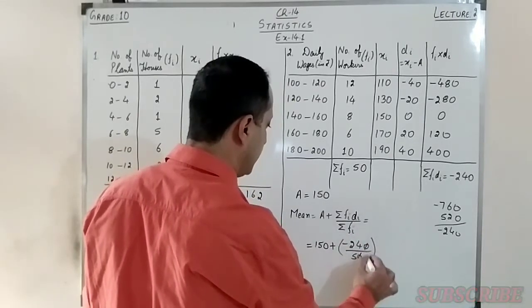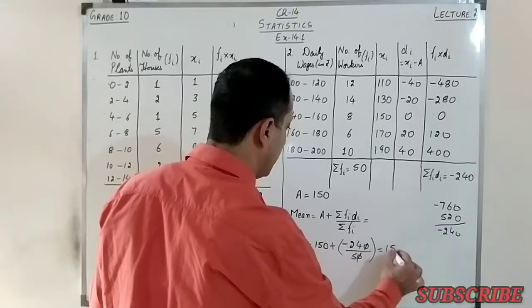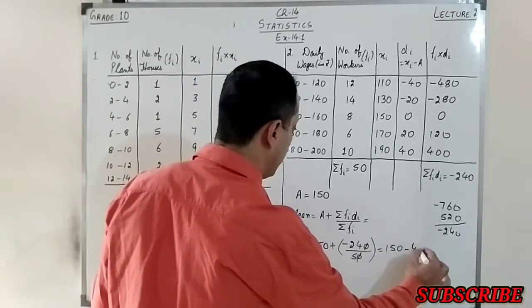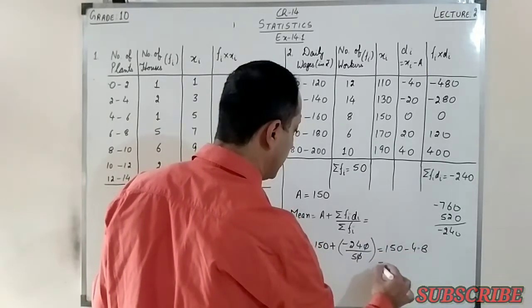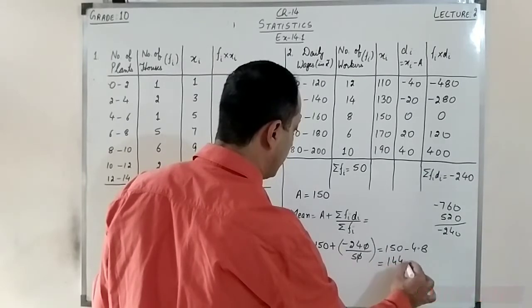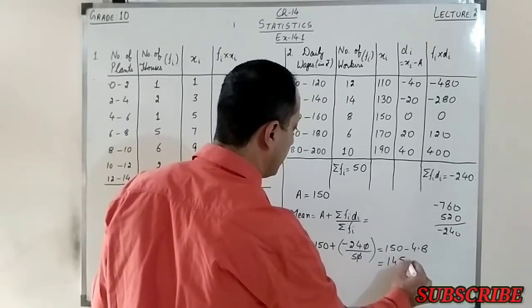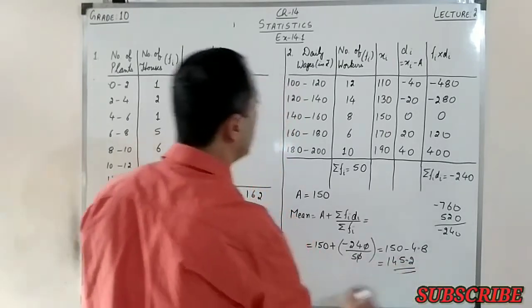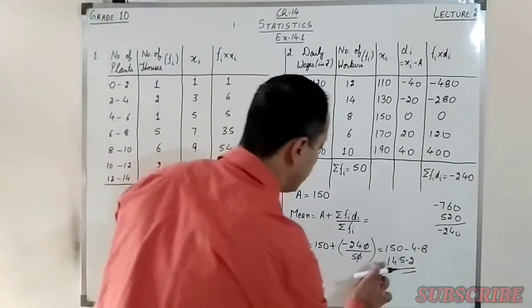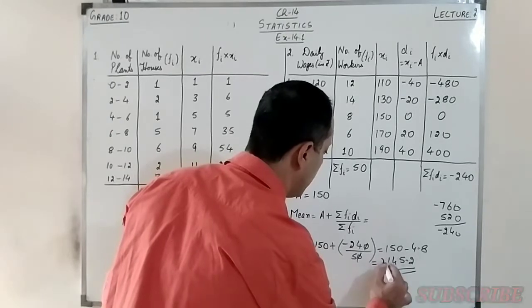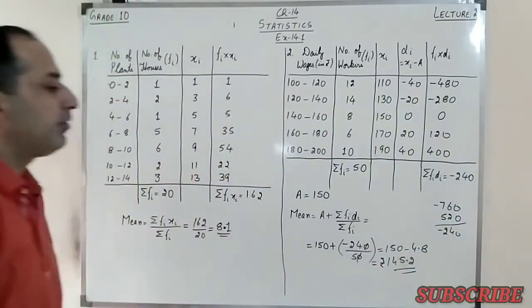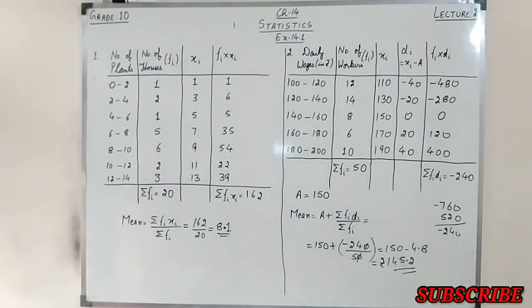Now this cancels, and this is 150 minus 4.8, and we get the value as 145.2. So this is rupees, it will come in rupees because the intervals are in rupees. So this is rupees 145.2, the average of the daily wages of the workers of the factory, right?